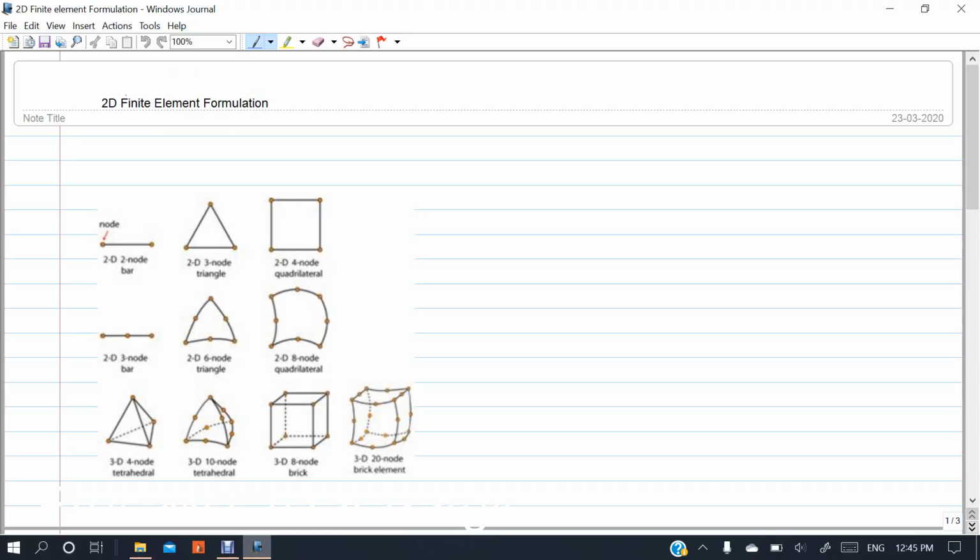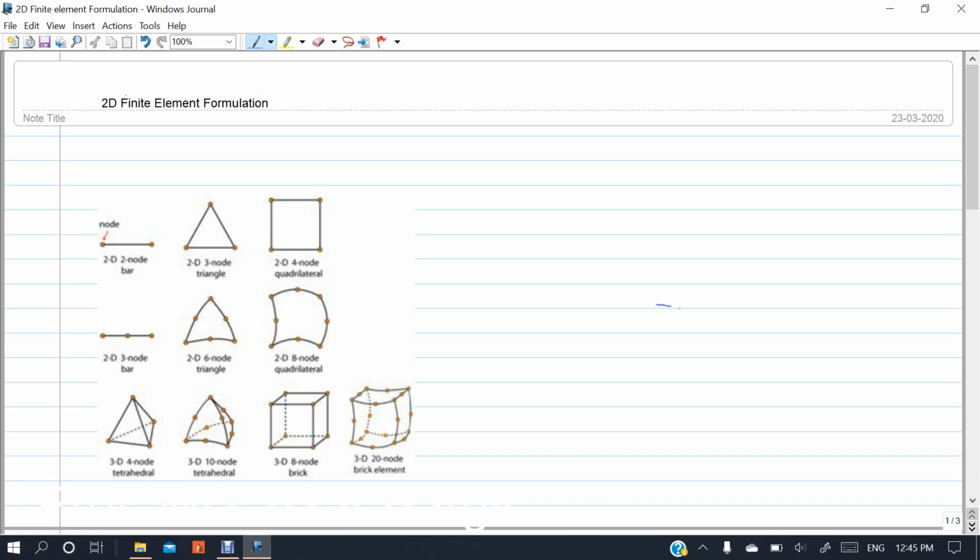We are going to start a new unit, that is 2D finite element formulation. Previously we have seen 1D element analysis, in which we have analyzed 1D bar element, truss element and beam elements. Before starting this, there is a picture that shows the different types of elements.